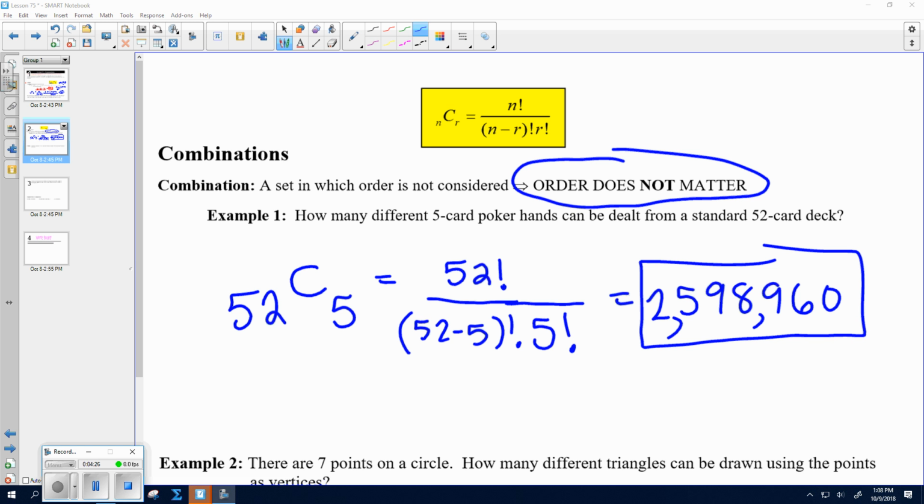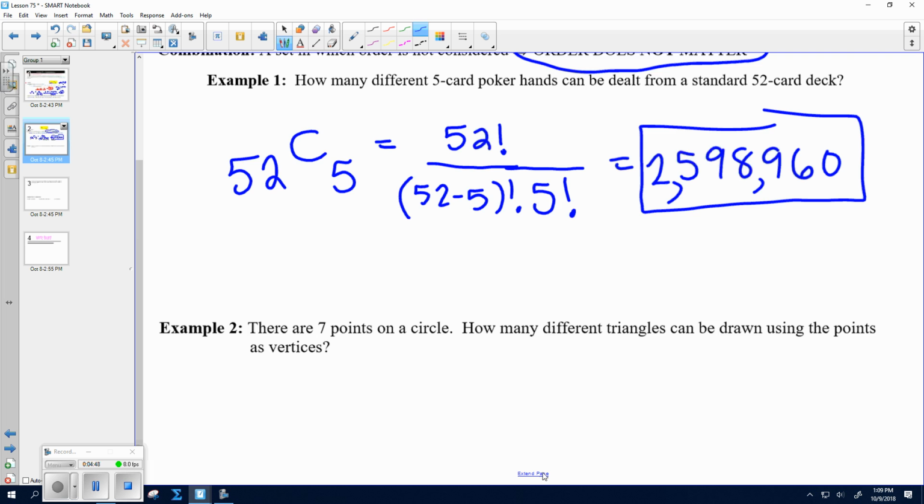If it's on the no-calculator test, it would be small enough numbers that you could cancel and multiply them out. Also, this turns into 47 factorial, which could cancel with 47 factorial on the top, but it would still be really hard to multiply 52 times 51. Okay. So here's another example you'll see in the book.